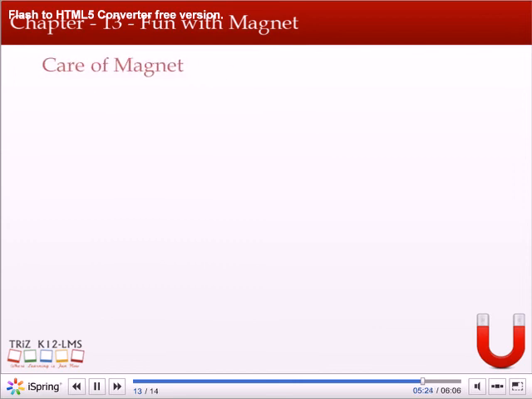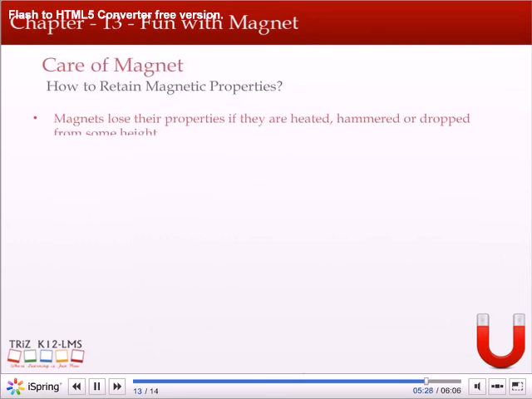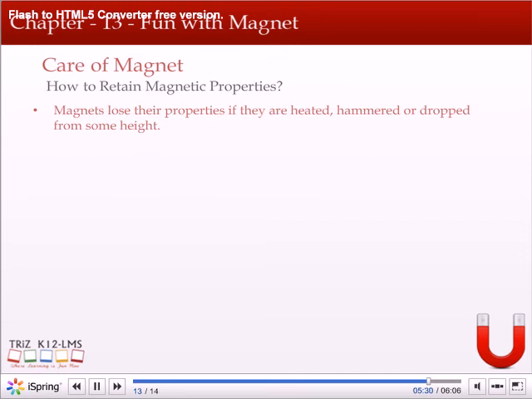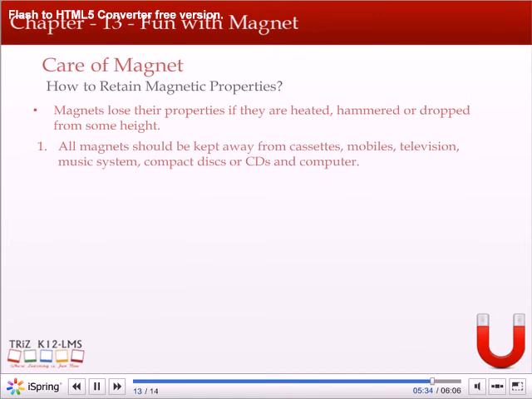Care of magnets. How to retain magnetic properties. Magnets lose their properties if they are heated, hammered, or dropped from some height. All magnets should be kept away from cassettes, mobiles, television, music system, compact discs or CDs, and computer. Magnets become weak if they are not stored properly.